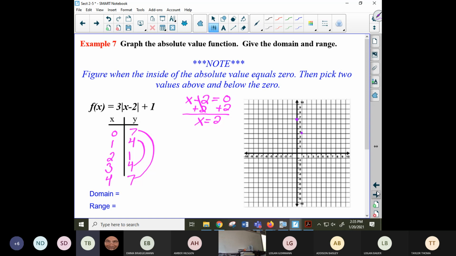I have 1 at 2, 1. I have 1 at 3, 4. And I have 1 at 4, 7. And then, like I said, if you use your rulers or some type of straight edge, if you're at home, draw 2 straight lines, and that is our B.